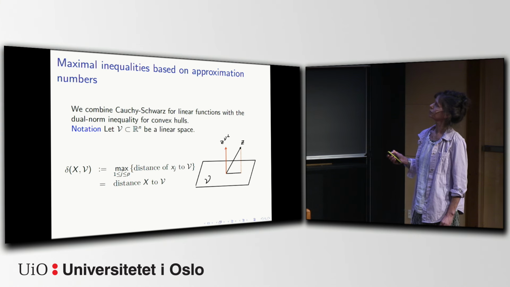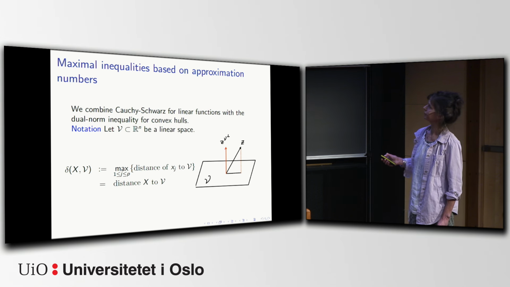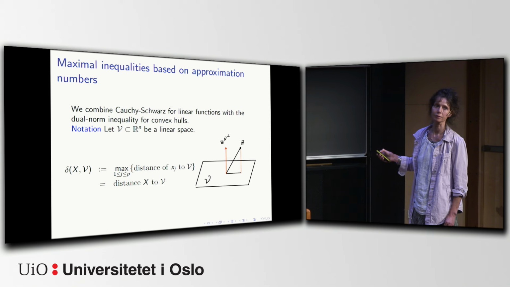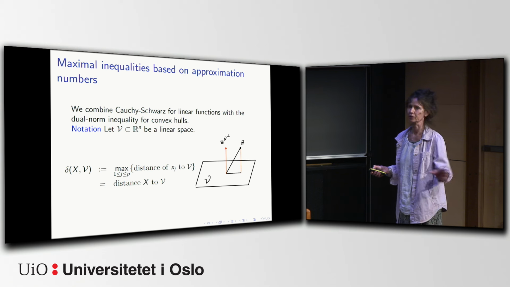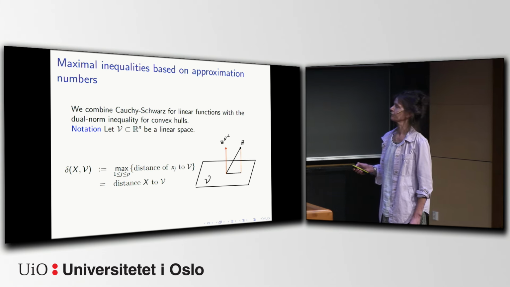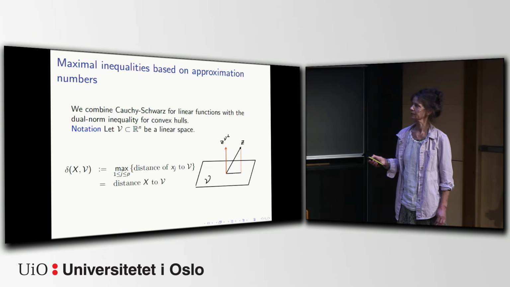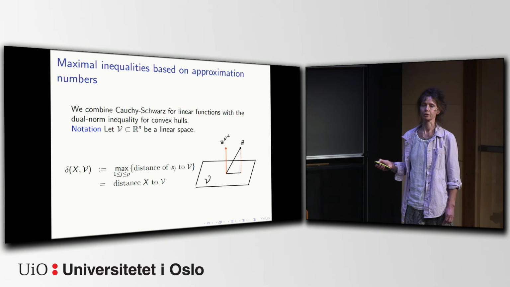So how does it go? I have to define approximation numbers. Well, let's first think of approximating by linear spaces. Here V is a linear space, and the distance of a vector to a linear space is just this. You project on the space, and then this is the distance. Now we have our design matrix consisting of several vectors. For a linear space, I look at the maximal distance of each column to that linear space, and that is then called the distance of X to the linear space V.